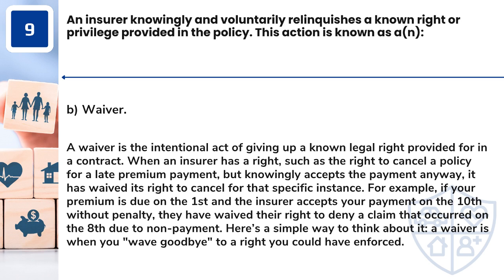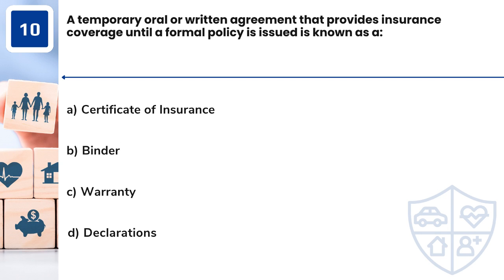Question 10. A temporary oral or written agreement that provides insurance coverage until a formal policy is issued is known as A. Certificate of insurance. B. Binder. C. Warranty. D. Declarations.